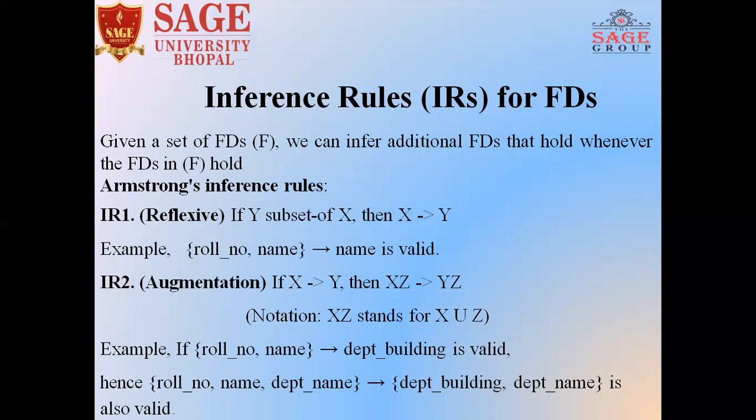Second is called augmentation. Augmentation is just adding a common attribute on both sides of a functional dependency. Suppose x tends to y, and now we choose an attribute called z. So we add z to both the determinant and dependent attributes, and that's how it becomes xz tends to yz. As for example, suppose we have a functional dependency in which the combination of roll number and name determines department building. Suppose we have chosen an attribute called department name. So we add department name to both the dependent and determinant attributes. So this is called augmentation property.